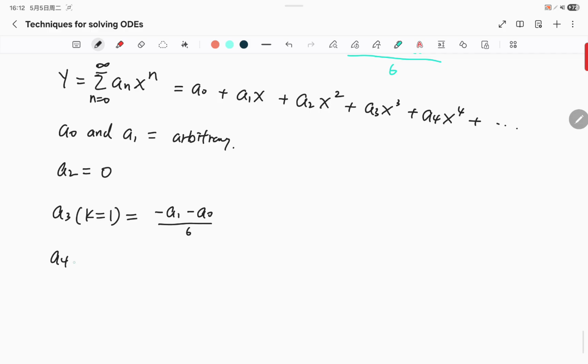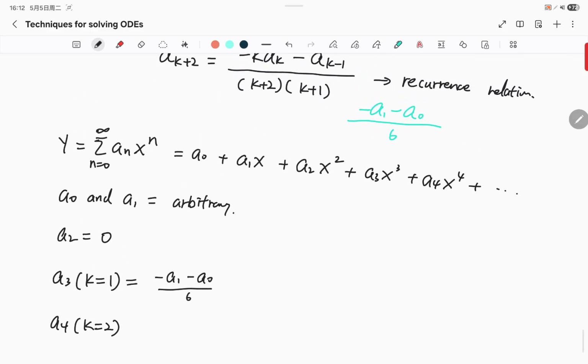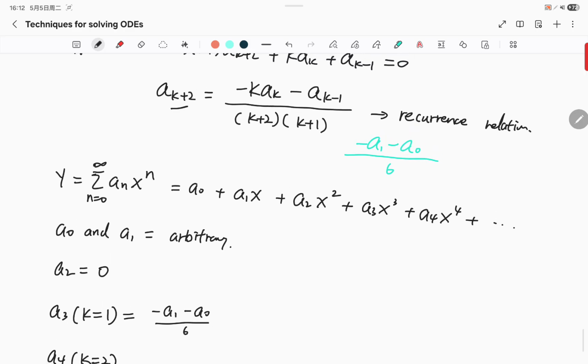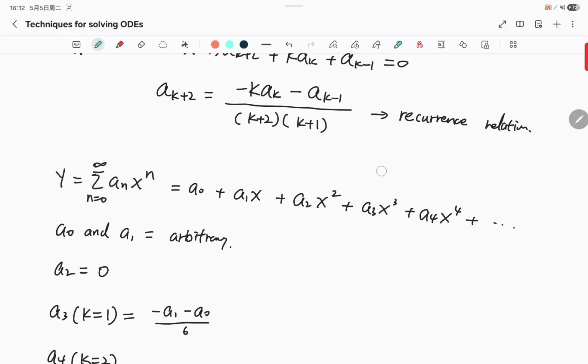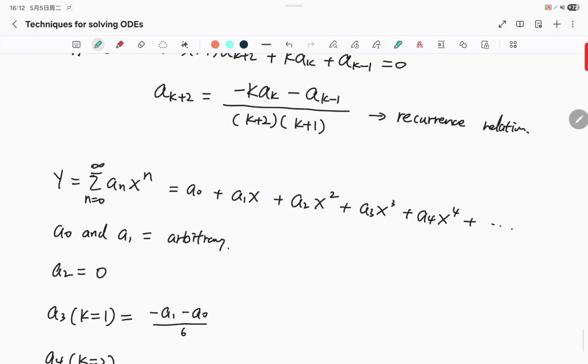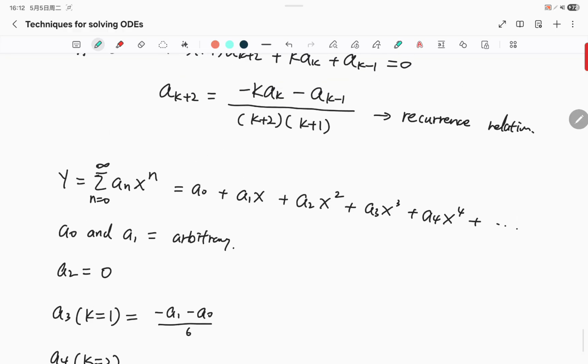Now we have a4, meaning k is equal to 2. Why is k equal to 2? Because here, this must be 4. So 2 plus 2 is 4. So I'm going to update this, my scratch. So k is now 2.